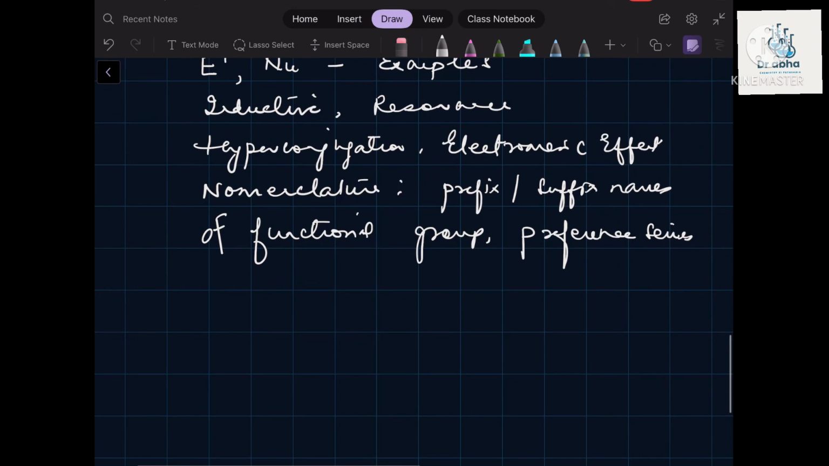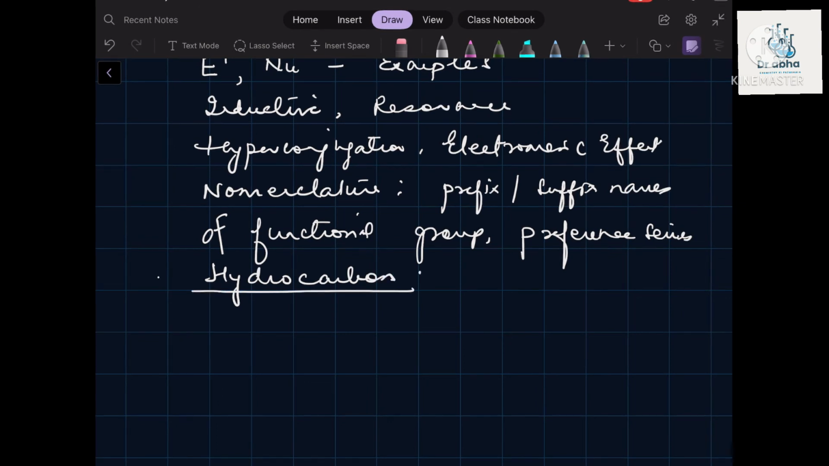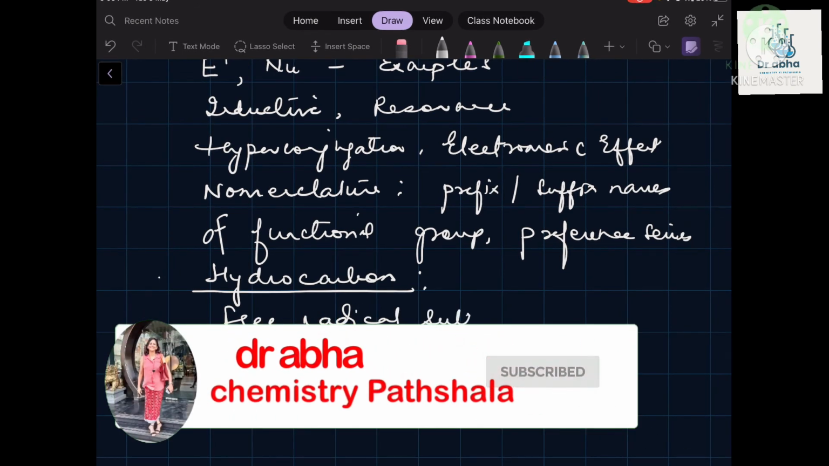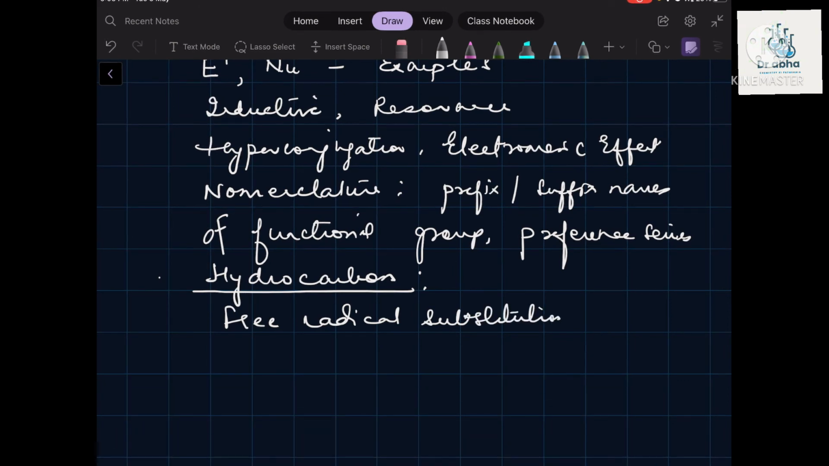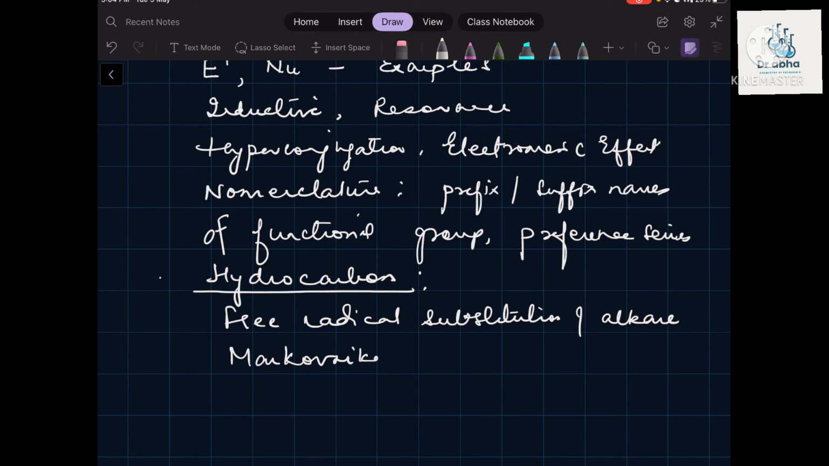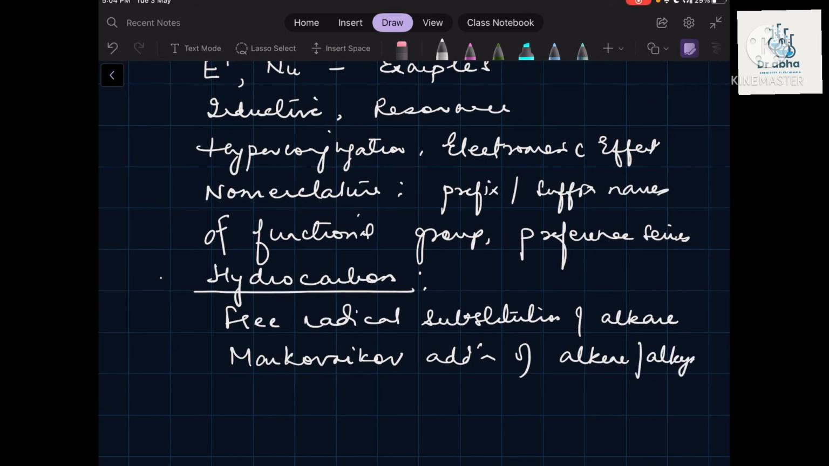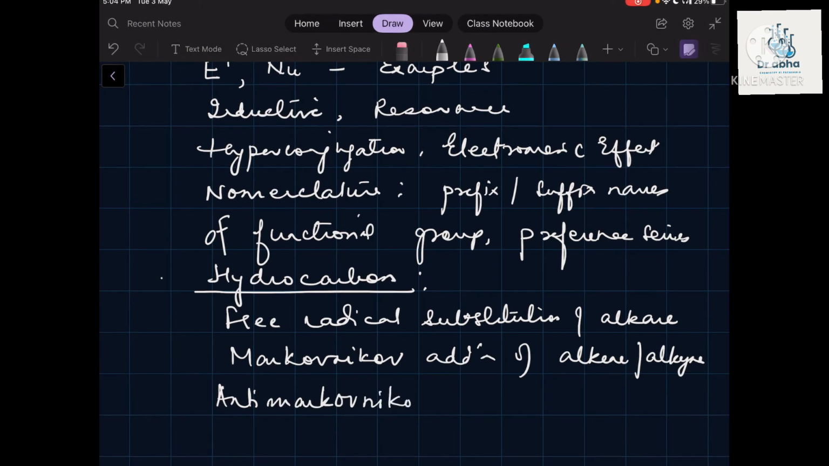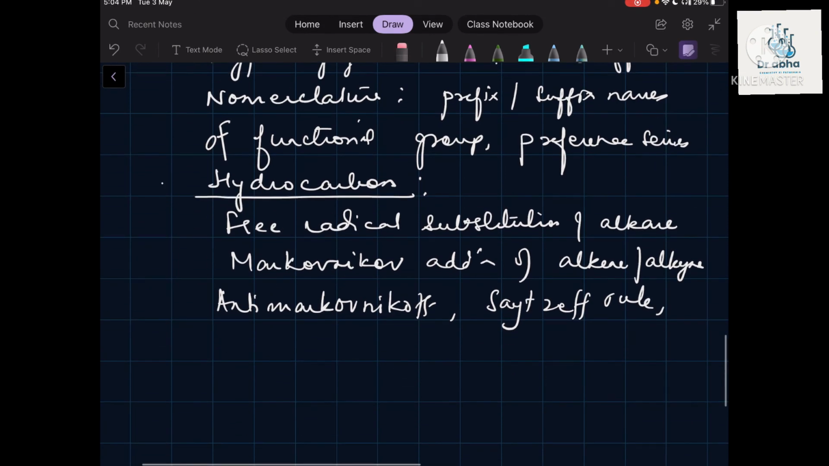In the hydrocarbon part, all that you can do is the reactions, the free radical substitution of alkane, Markovnikov addition of alkene, alkyne, anti-Markovnikov, Saytzeff rule, aromaticity, ozonolysis.